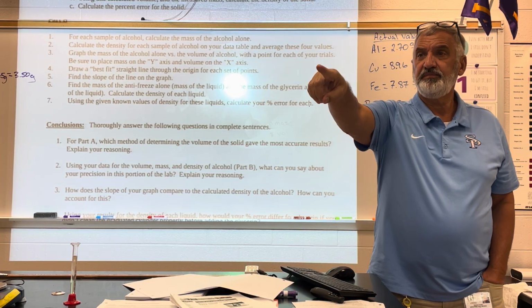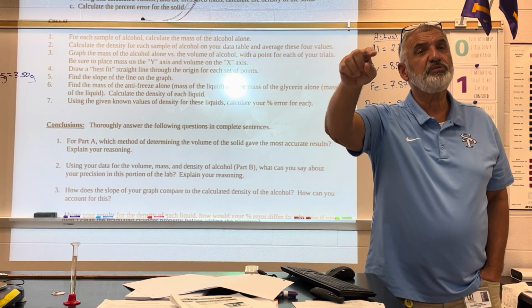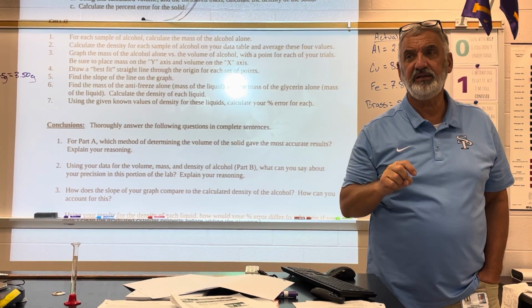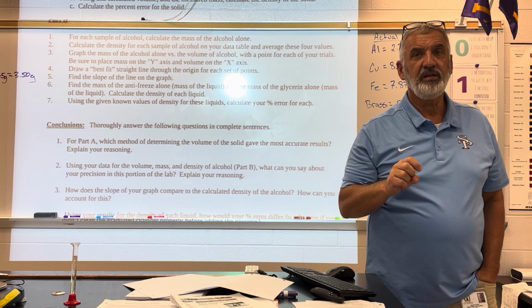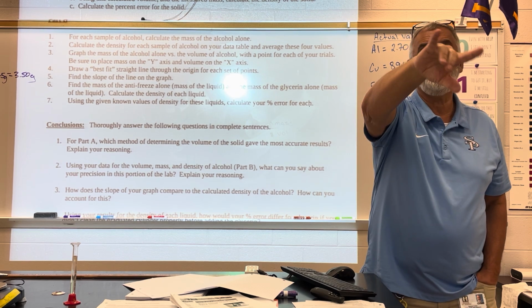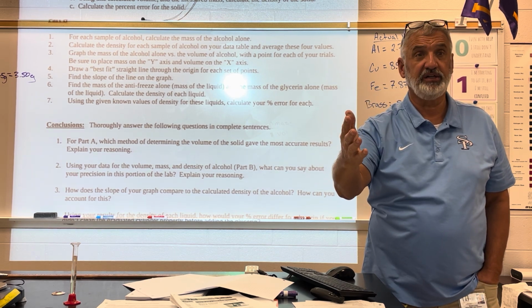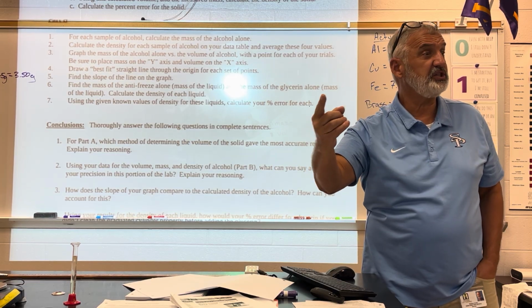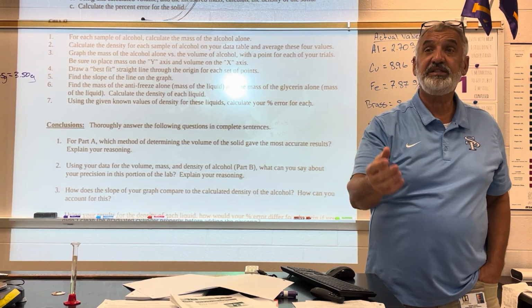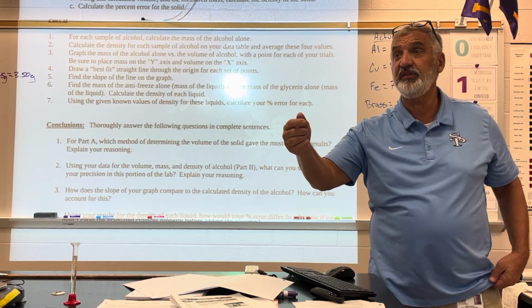Independent is what you change. What's the dependent? Okay, I heard somebody say it. I think you guys are all saying the same thing. What you're measuring. Okay? So the independent is what you choose to change. The dependent is what you measure based upon that change.